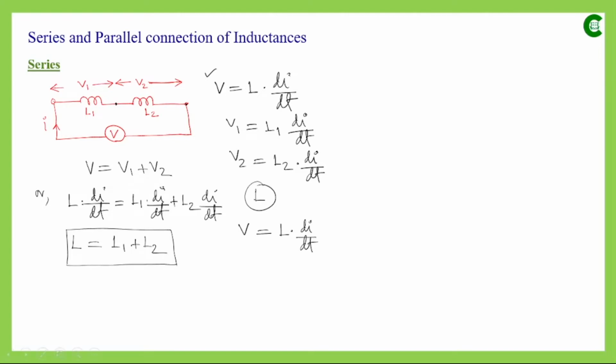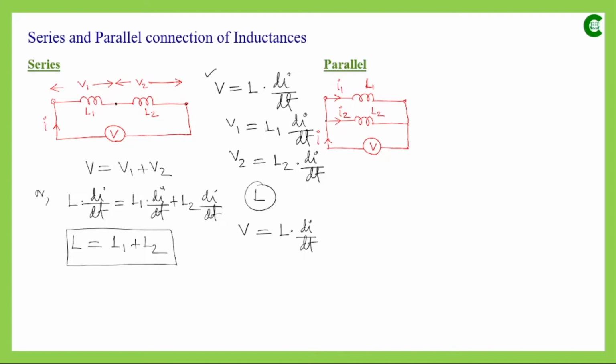Now next we will move to the parallel connection of inductors. Let's again assume that this voltage source is supplying some current I. This time, since these two inductors are connected in parallel, the voltage drop across each inductor will be the same, V. Voltage will be the same, but the current values flowing through each inductor will be different.